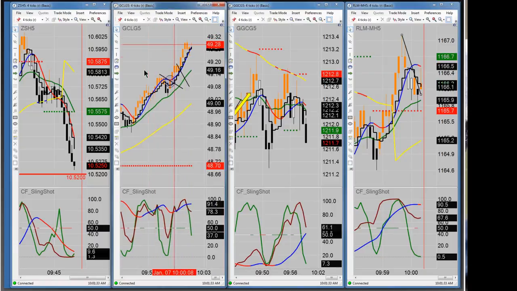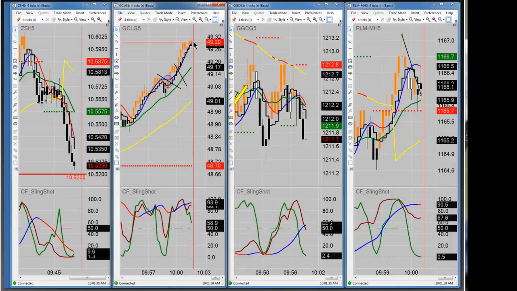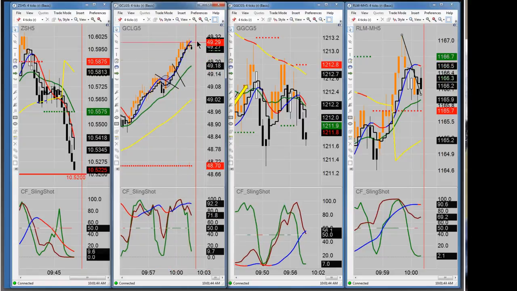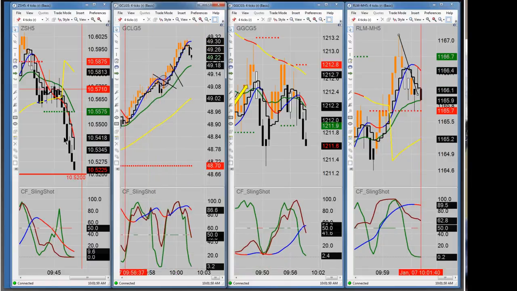All right. I was looking for it. There's the momentum trade on the crude, 49.30. And up close over here on the Russell would be a long trade. I'm going to wait for a pullback on the crude. I'm not in it. The soybeans dropped down to the significant level at 10.52. We needed to pull back.